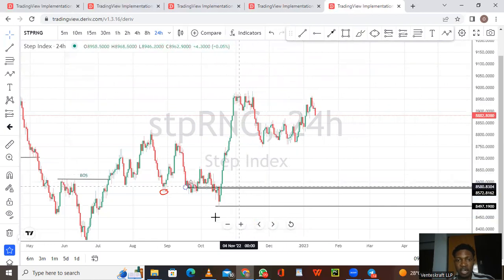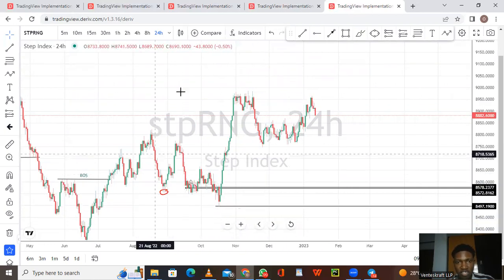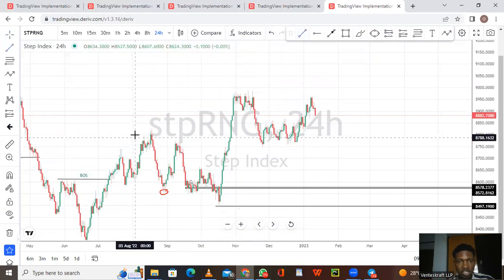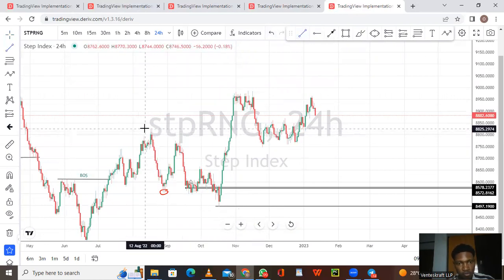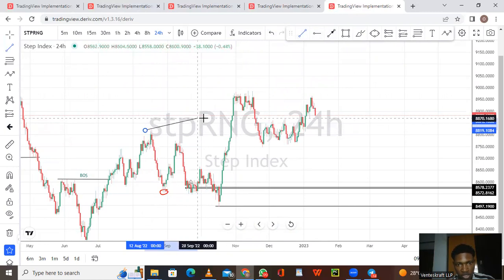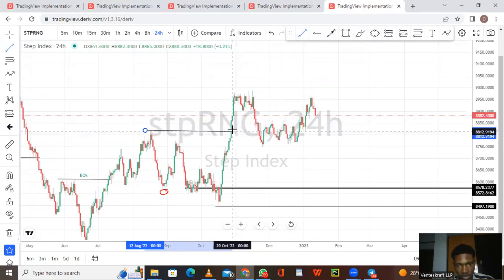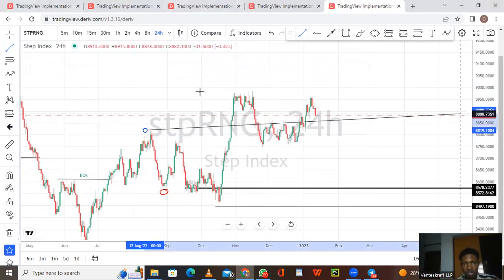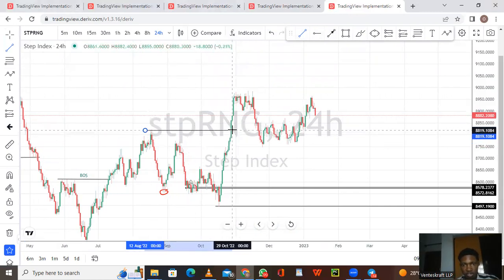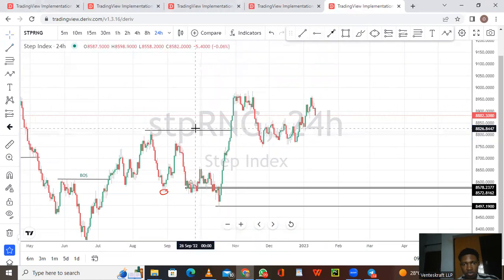So at this point, I want to start my labeling. This is a break of structure. Sorry, I don't know why my mouse is misbehaving. This is a break of structure, BOS.